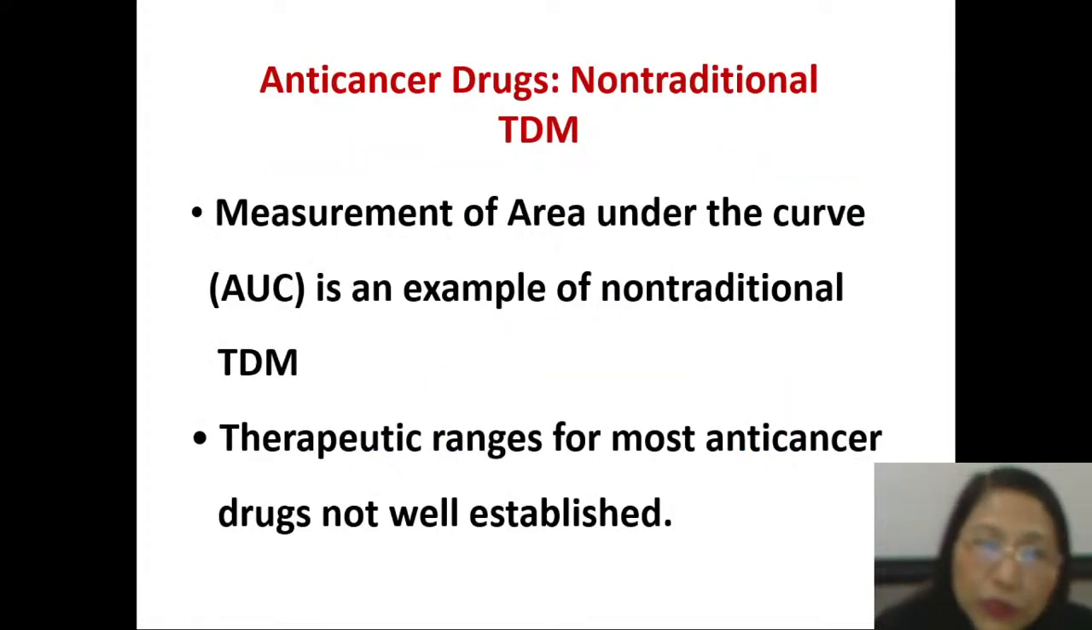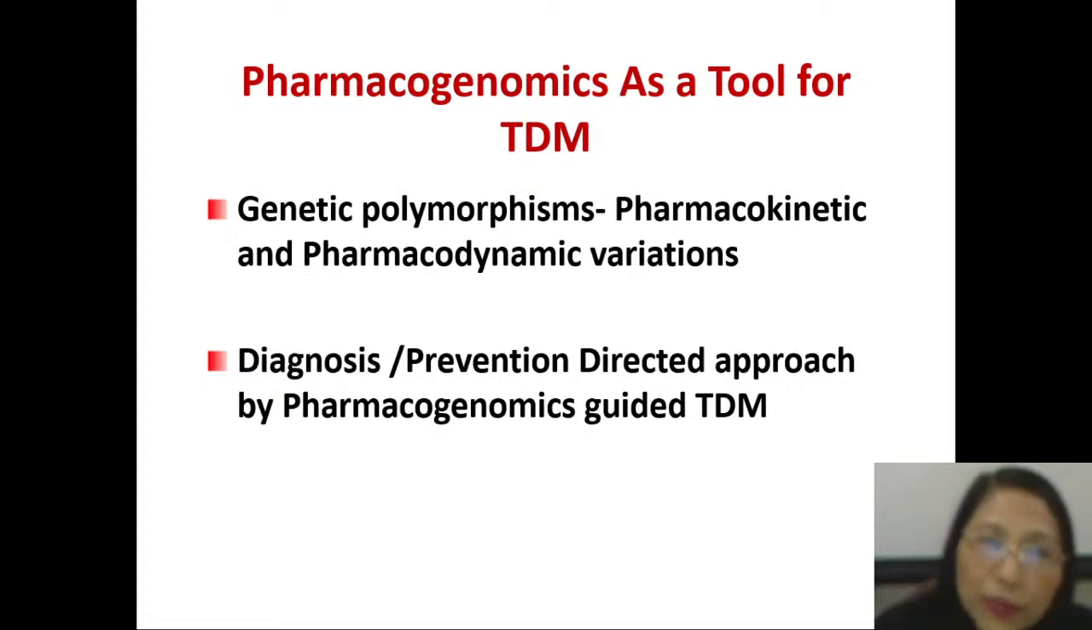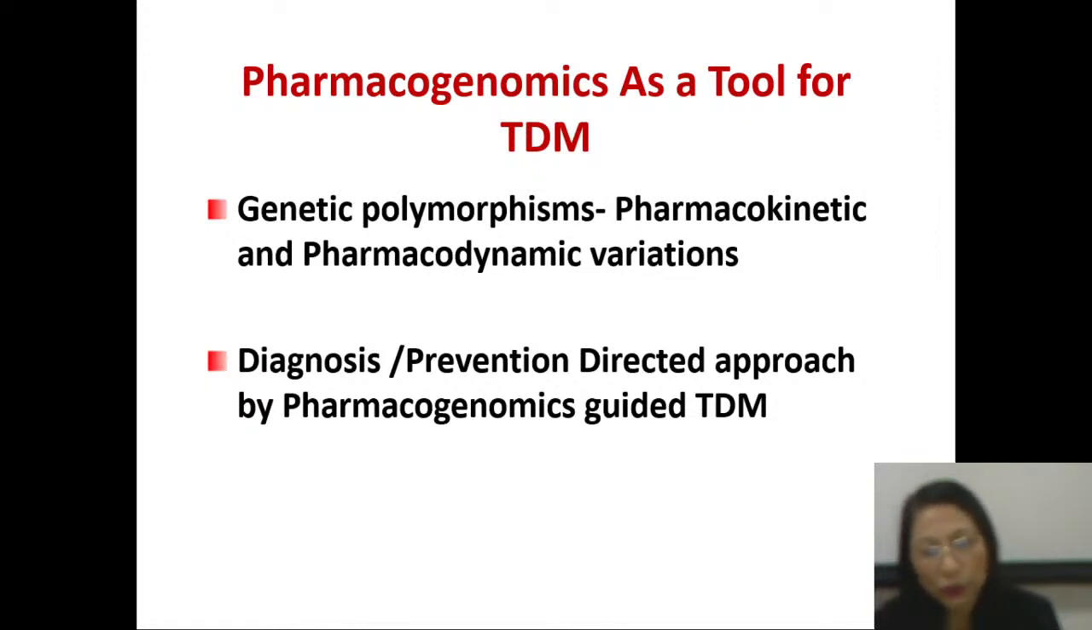With the non-traditional approach, we measure the area under the curve, which is an example of non-traditional TDM, because the therapeutic range for most anti-cancer drugs is not established, so we measure the AUC of the drug. And sometimes we may need to use pharmacogenomics as a tool for TDM. There can be genetic polymorphisms, pharmacokinetic and pharmacodynamic variations, and a prevention-related approach by pharmacogenomic guided TDM. For example, with carbamazepine, certain HLA subtypes are more prone to toxicity like Stevens-Johnson syndrome. So it is only with certain genetic HLA types that we see such toxicity, and we may need to do genetic polymorphism studies in such patients.